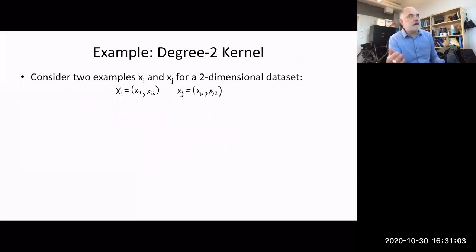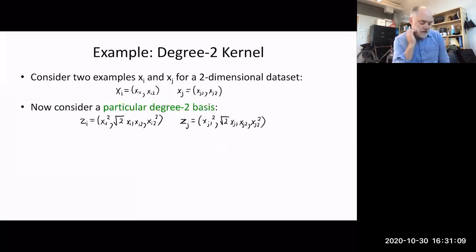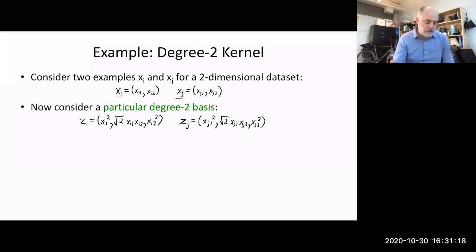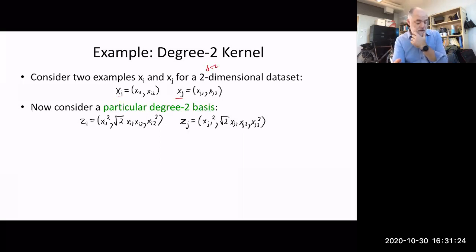It gets a little more interesting when we start thinking about more interesting feature transformations. Okay, so let's say we have the same two data points, a two-dimensional data set, d equals 2. We have xi and xj, and let's consider a particular degree 2 basis, chosen very specifically. We're going to take xi and transform it into zi by squaring xi1, squaring xi2, and root 2 times the cross term, and so on. Okay, fine.